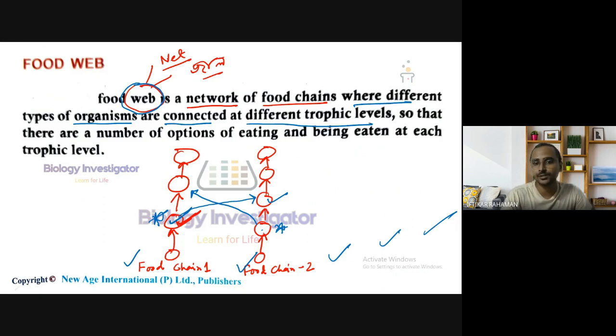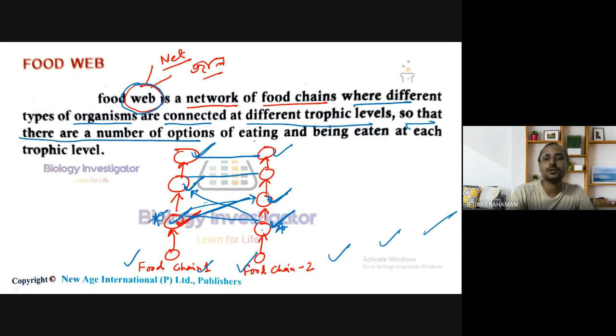So for example, this is one trophic level. This is another trophic level of this food chain 1. This is another trophic level of food chain 2. So they are connected at different trophic levels, not in the same trophic level. This is the same trophic level, this same trophic level, right? They are not connected at the same trophic level. They are connected at different trophic levels, so that there are a number of options of eating and being eaten. That's our main point, right?